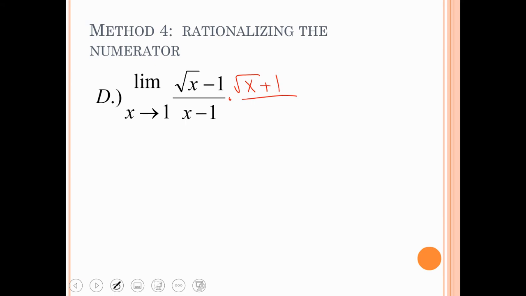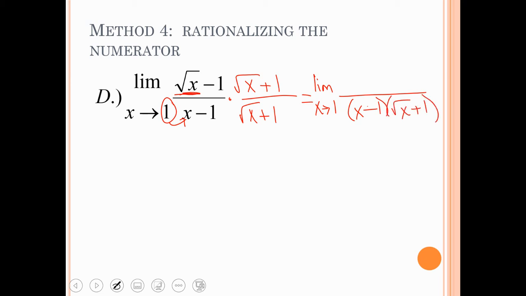So by the way, I'd first check to make sure I can't plug in 1. If I plug in 1 right here, I'd get 0. That's a problem. When I see this square root at the top, I think about this method, the square root of x plus 1. To do this method, limit as x approaches 1. Do not multiply out the denominator. Leave it as x minus 1. No matter how complicated and ugly the denominator is, leave it ugly.